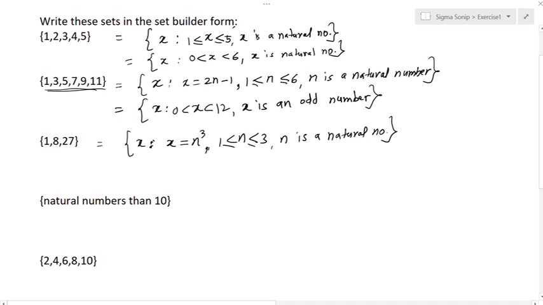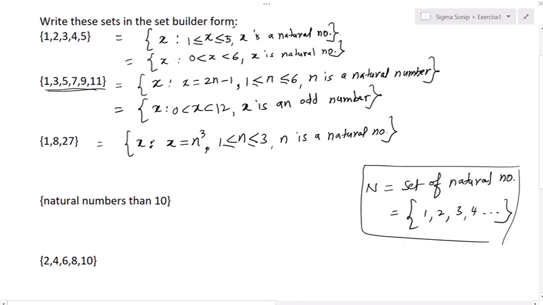I should take a moment here to tell you about at least one set of numbers that we normally use, and that set is N. So N is the set of natural numbers. We'll look at other sets as well. Natural numbers are nothing but 1, 2, 3, 4, and so on. Once we know this definition, all these examples that we have done, we can make them compact.